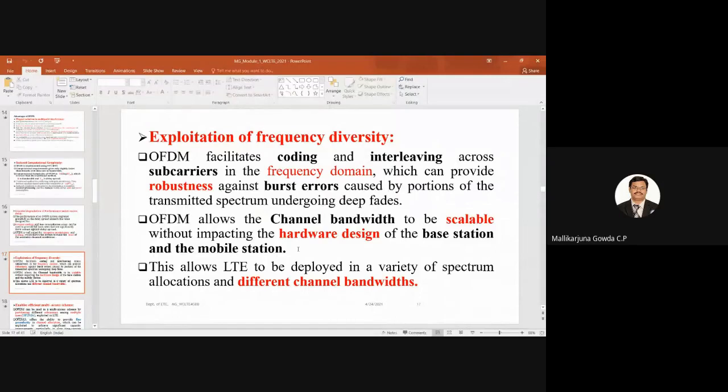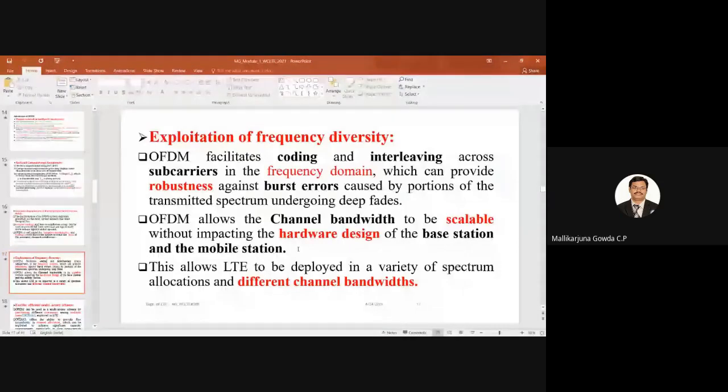Okay, so bandwidth is scalable. Because of that only we will be able to operate this LTE in different bandwidths, that is from 1.4 to 20 megahertz, without changing the hardware design of either the base station or the mobile station. And that is what I meant. The last point is that one only. Because of that, it is possible to support different channel bandwidths.